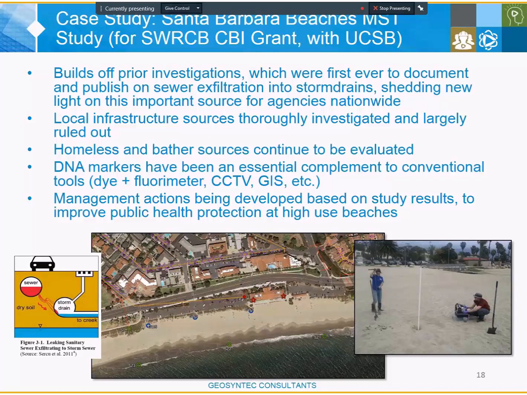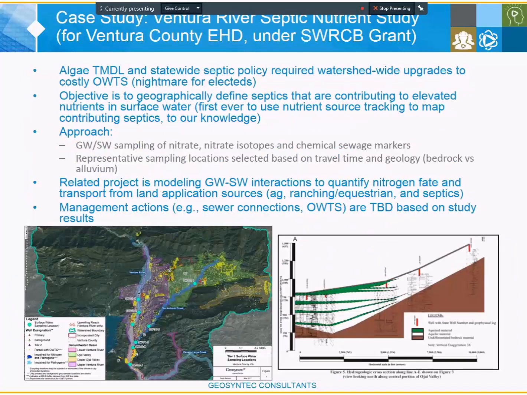So another case study, Ventura River. This is interesting in that this is a nutrient source tracking study, but understanding septic as a waste and a contributor of nitrogen. This is being done for the Ventura County Environmental Health Department under a state water board grant. And here the driver is not a bacteria TMDL, but an algae TMDL, as well as a statewide septic policy, which combined for this watershed was requiring watershed-wide upgrades from septics to costly on-site wastewater treatment systems.